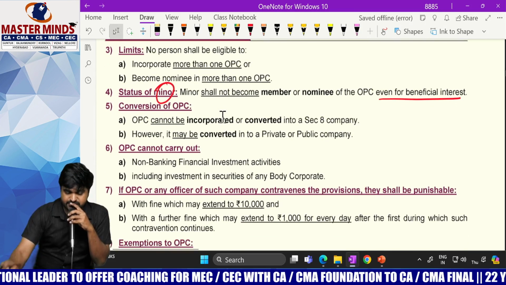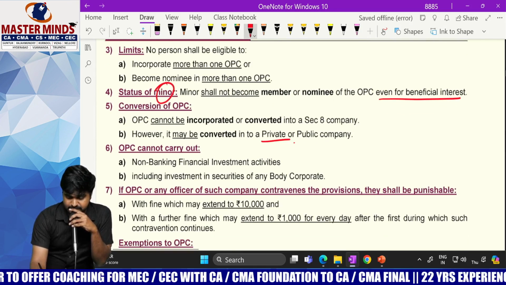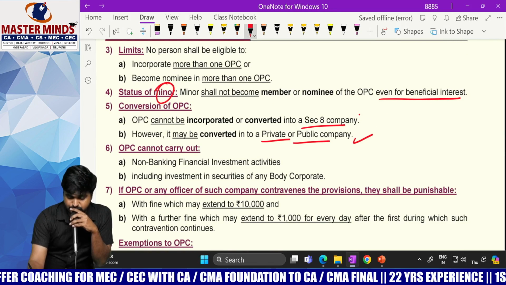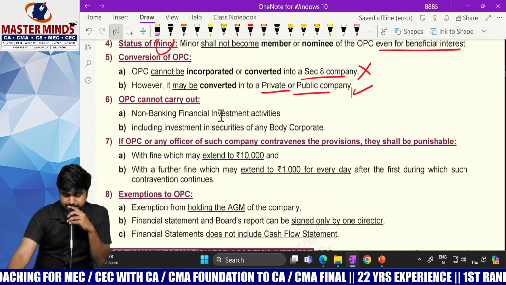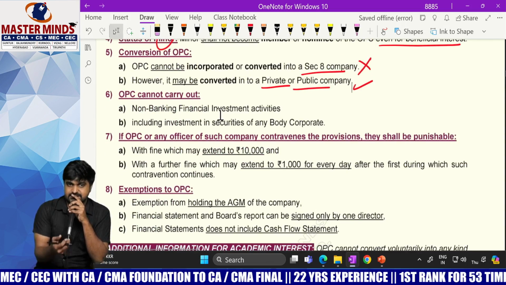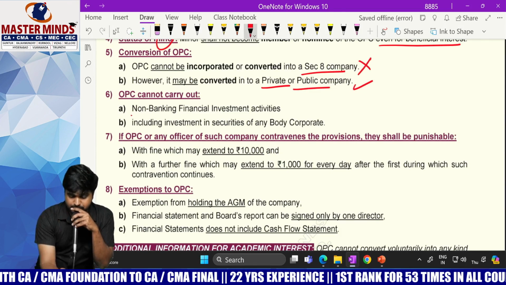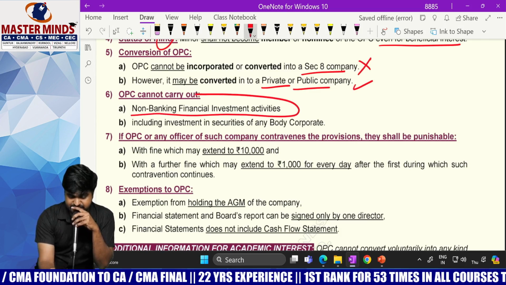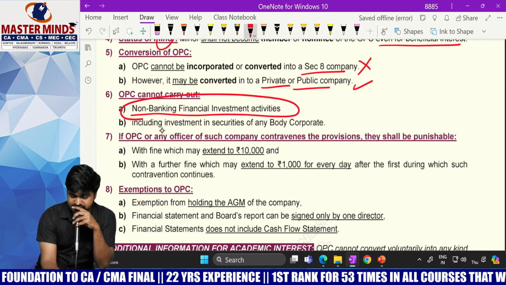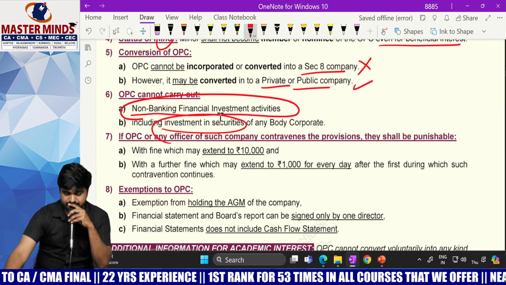Next one. Is it possible to convert OPC? Yes. Into private company or public company, but not into Section 8 company. Then what business OPC can carry? It can carry any business except non-banking financial investment activities, which includes investment in securities of other companies or body corporates.